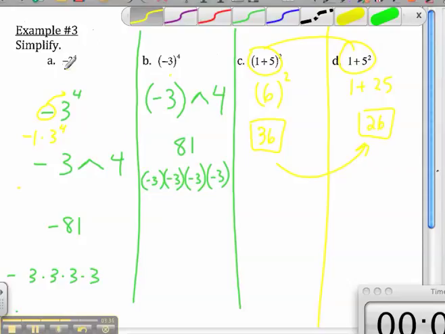Okay? Devin. So on the first one, it's basically saying negative 3 in parentheses. No, but I mean the first one. It's as if it's saying negative parentheses 3 to the fourth. And the negative's on the outside. Okay? All right, good job, guys. And let's look at our last example here.